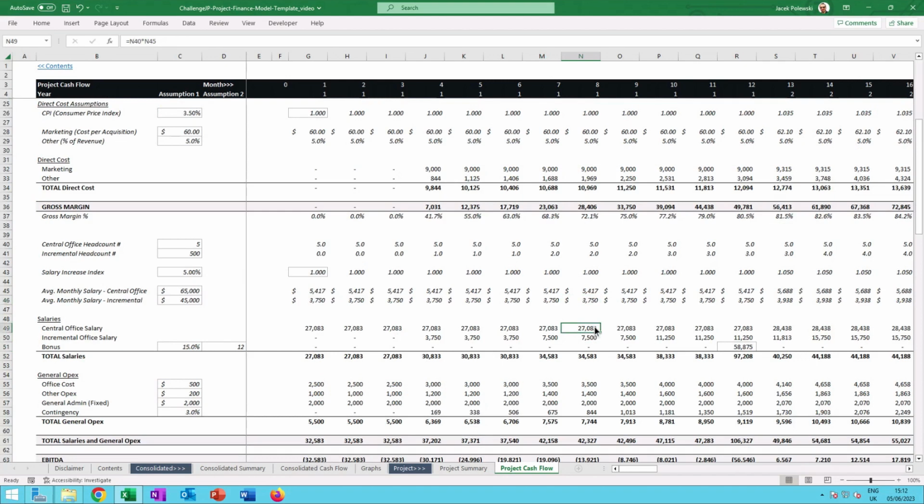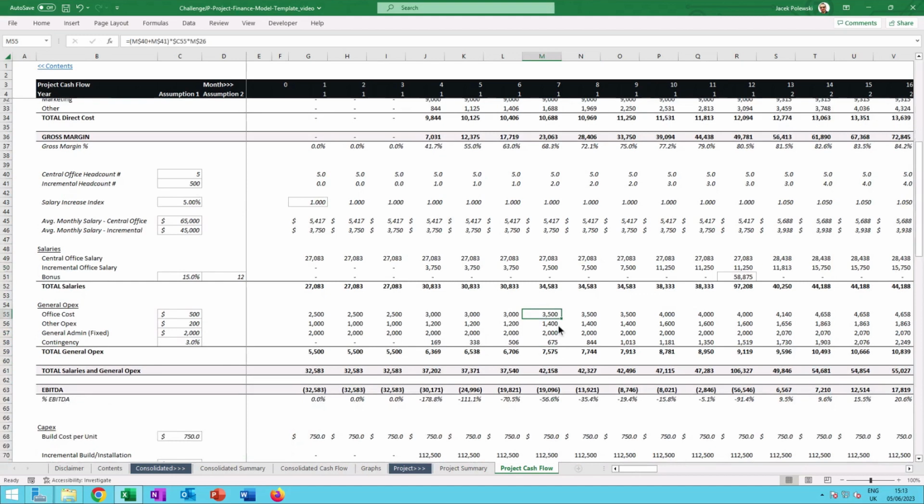Based on those numbers, I simply take the number of my central office headcount and multiply it by the central office salaries to get to the total salaries. And I do exactly the same thing with incremental office salaries. On top of that, I'm also adding some bonuses, and then, scrolling down here, I'm also calculating the office cost, which will be driven by the number of employees that you've hired. And then I'm also assuming some other Opex, some fixed admin cost, and a bit of contingency.